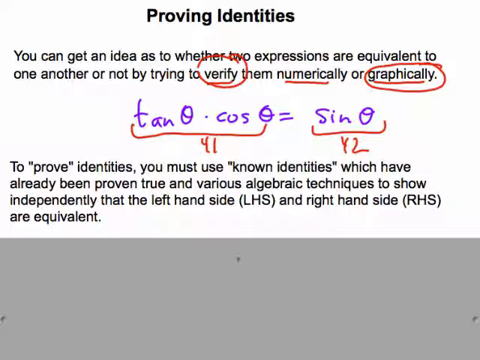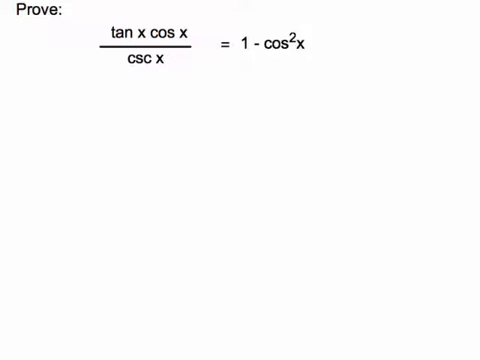We need to use known identities, identities that we've developed from core principles, and use those along with various algebraic techniques to show independently that each side of our equation is in fact the same as the other. We have to verify that the left-hand side is equal to the right-hand side, and we need to do this algebraically. So let's jump into a proof here and just talk about how it goes.